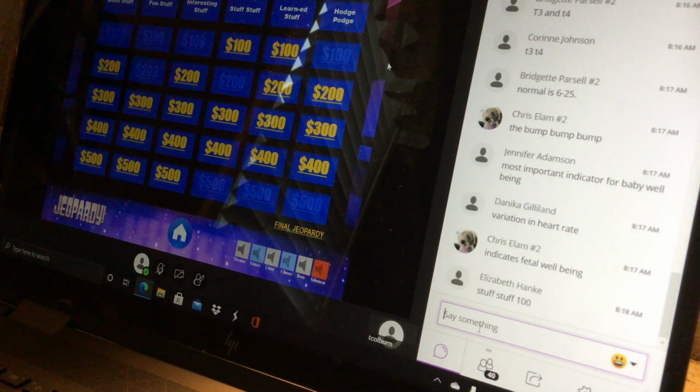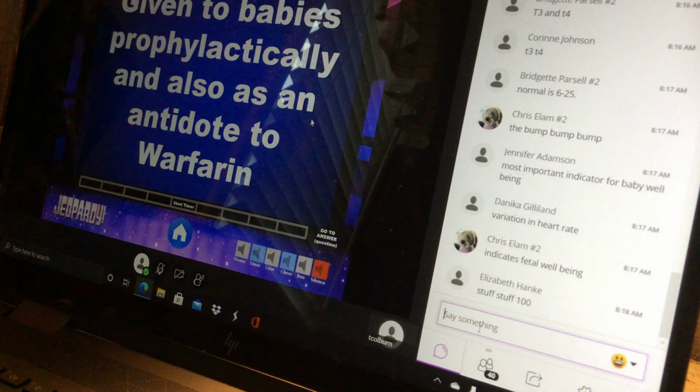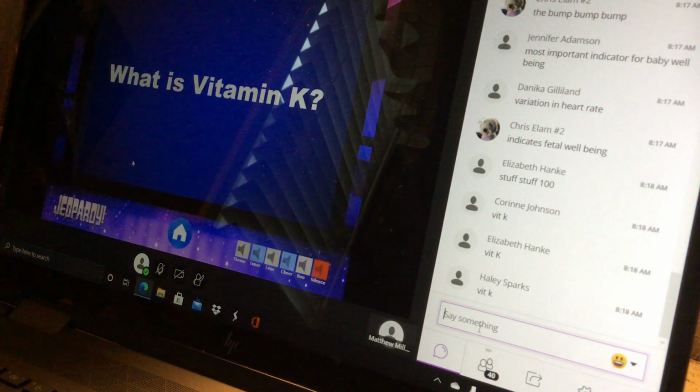Anybody? All right, stuff for 100. Given to babies prophylactically and also as an antidote to warfarin. Vitamin K. Good job. Does anybody want to say anything about vitamin K? You good?